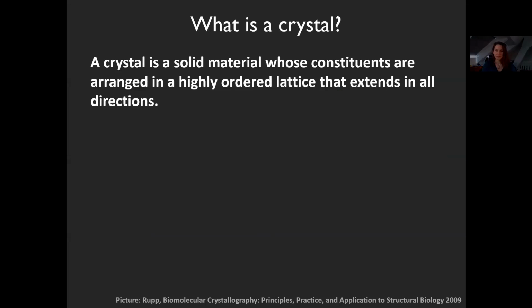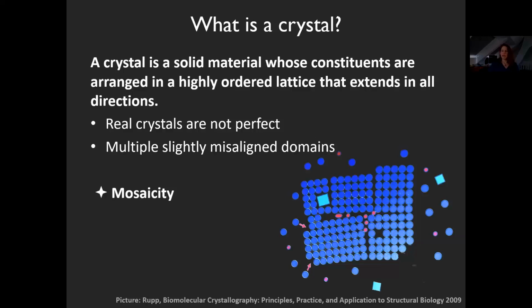In theory, what is a crystal? So this definition is a little bit of an older definition. It is a solid material whose constituents are arranged in a highly ordered lattice that extends in all directions. We used to say it's translationally symmetric, and that is still true. So it's made of the same ordered molecule in 3 dimensions. That makes a 3-dimensional crystal. However, real crystals are not perfect, they're also finite, and they consist of multiple slightly misaligned domains.